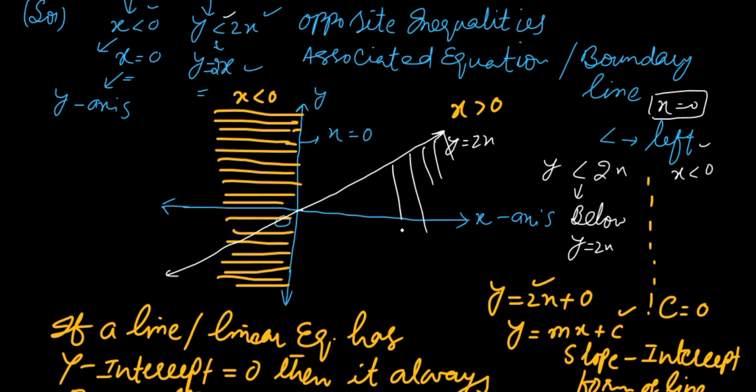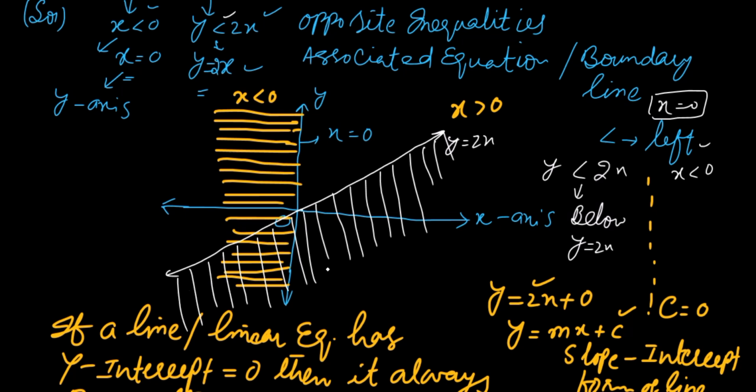So the area that represents y less than 2x is always below this line. This shaded area is actually the graph of the inequality y less than 2x, while this straight line just represents the graph of y is equal to 2x.